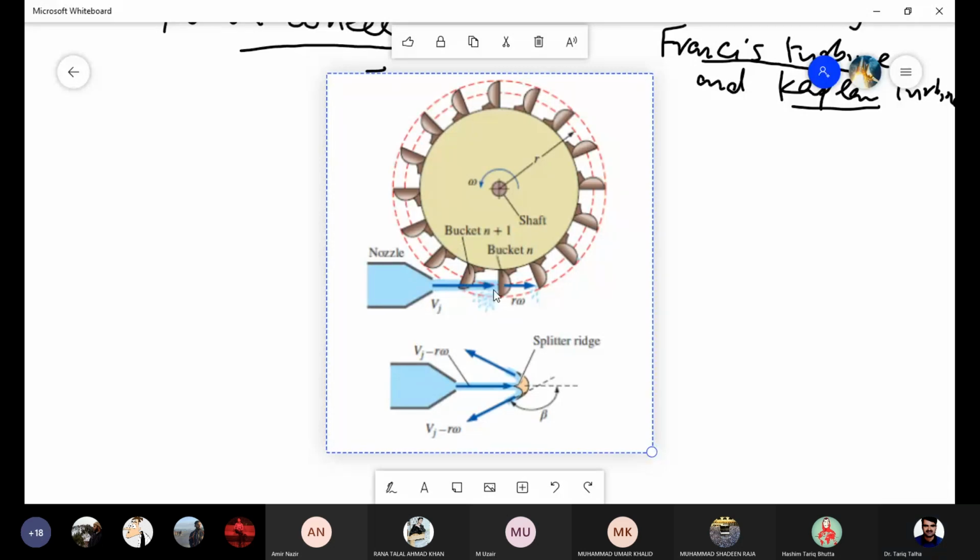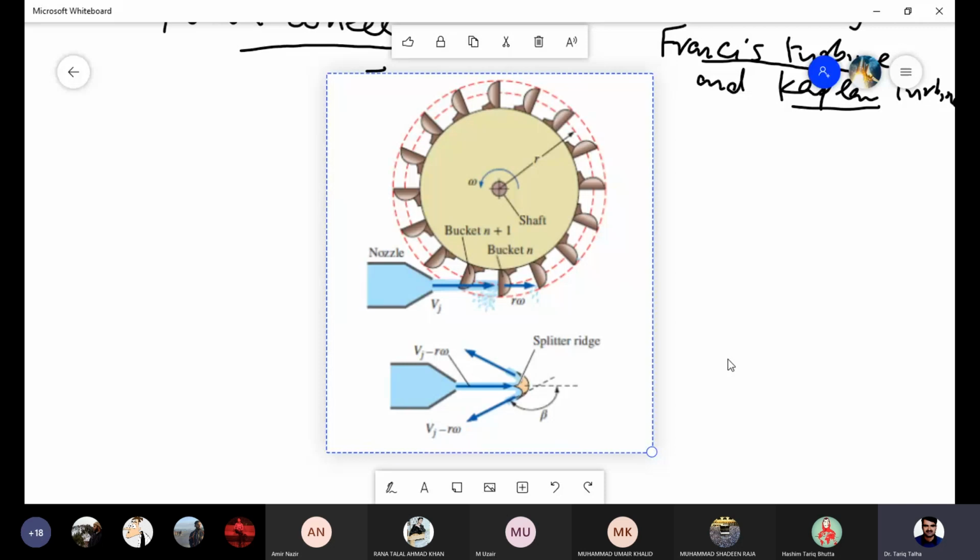So basically, it was proposed by a scientist named Lester Pelton, at the end of the 19th century. So it has been in operation for more than a century now.